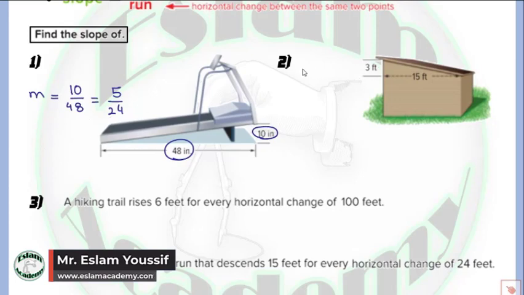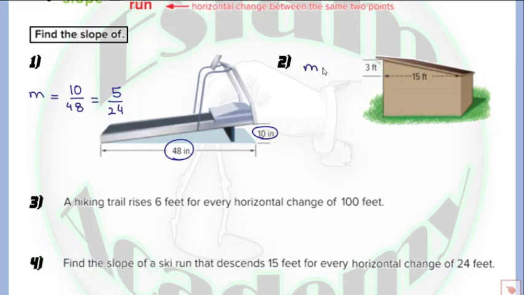You can find the same in question number 2. In question number 2, we need to find the slope. As we said before, the slope is the vertical change over the horizontal. The vertical is 3, and the horizontal is 15. So it will be 3 over 15. Once we have a fraction, the fraction must be written in the simplest form. So the answer now would be equal to 1 over 5.